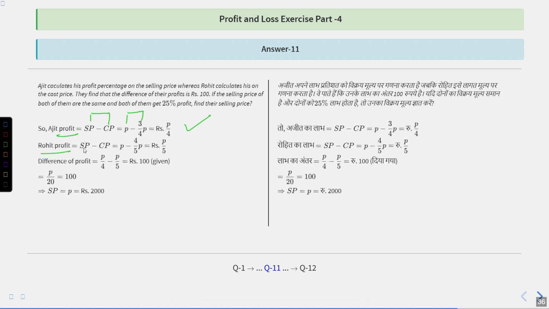Same way, Rohit's profit is SP minus CP. SP is P minus 4 by 5P is CP. When we calculated, we got P by 5. So what is the difference in the profit? P by 4 minus P by 5 is 100 rupees. It is given in the question. So when we calculate, we get the value of P, and P is SP, the selling price. So P is 2000 rupees. Next one.